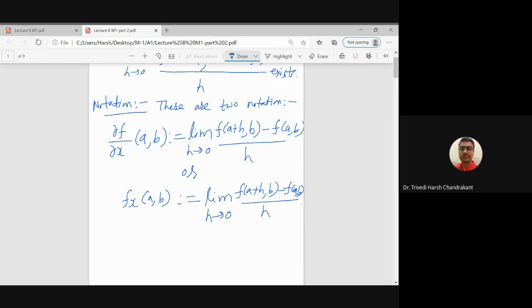So the condition is that the limit should exist. If the limit does not exist, we say that the function is not partially differentiable with respect to x at the point a comma b. So if this limit exists, then we say that f is partially differentiable with respect to x at the point a comma b. And if the limit does not exist, we say that it is not partially differentiable with respect to x at the given point.